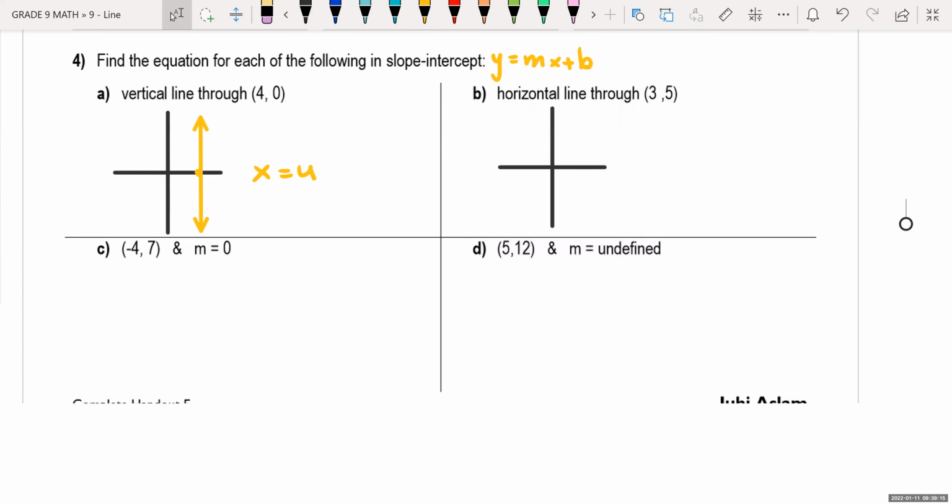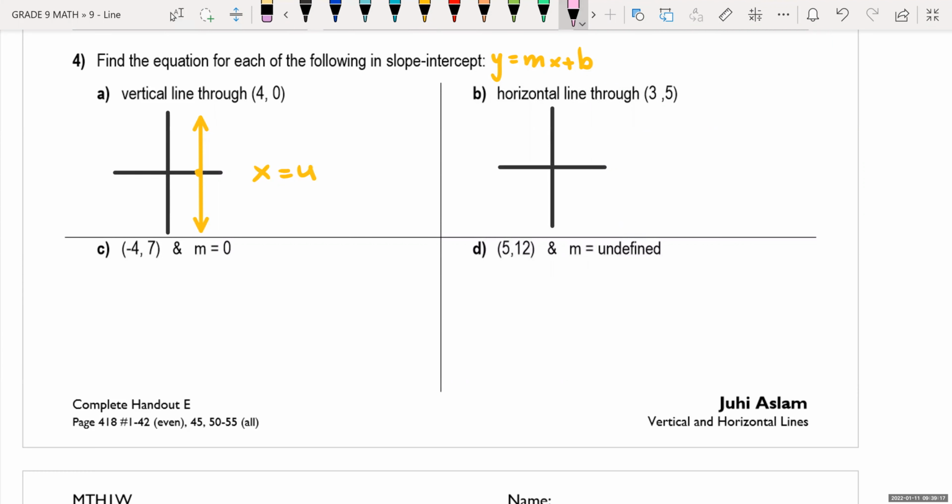So 3, 5 would be approximately here, like you go 3 across and then you go 5 over. If you want, you can also write in the numbers. So this is a 3 and this is my 5. And that point is 3, 5. It's a horizontal line, so I'm going to be going side to side. Something that looks like this.